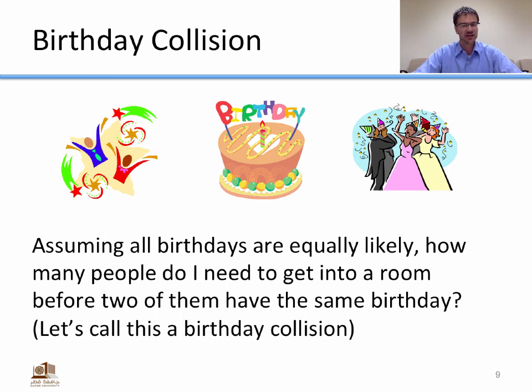In the latter case, I'm trying to match someone else to a specific birthday, mine. But in this case, I'm just trying to have any 2 people with the same birthday. So those are 2 different problems, even though they sound disturbingly similar. But remember, here, any 2 people with the same birthday.